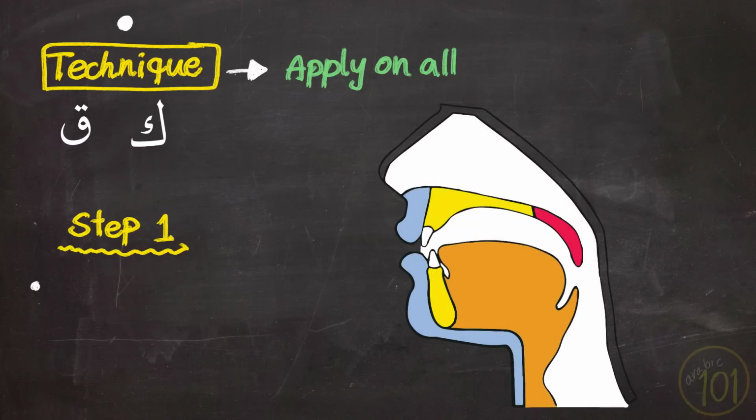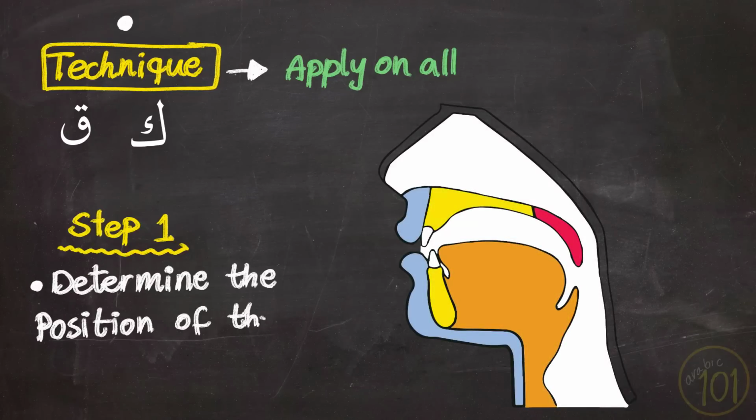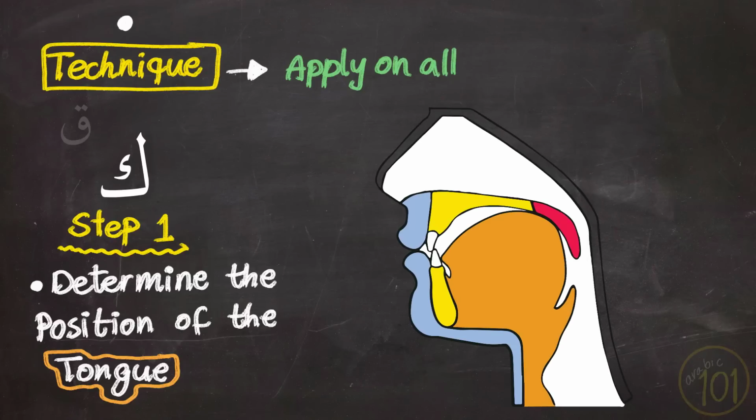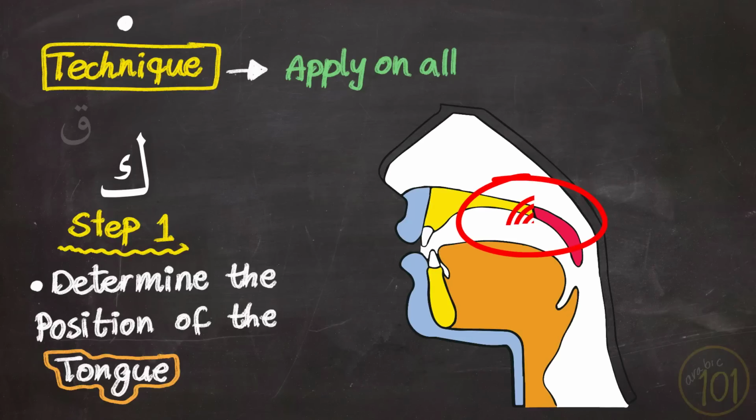Step 1. Determine the positioning of your tongue when pronouncing the letter coming after the noon sakinah, in the case at hand here, the kaf. So, the back of the tongue is raised and touching the soft palate, as you can see, which produces the ka sound. And the sound is produced when the tongue and the roof of the mouth part ways.